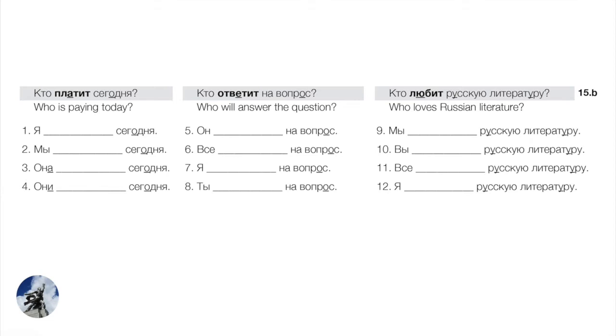Okay, let's think. The я form is going to mutate. So from платить, the т mutates and we get плачу. Я плачу сегодня. Now note the stress, right? If we say плачу, it means I'm crying today, from плакать. So instead of "я плачу сегодня" meaning I'm crying today, here we want "я плачу сегодня" with the other stress. Number two, we're paying today.